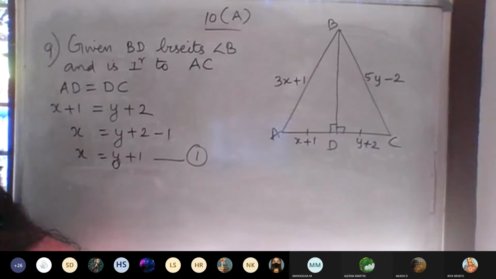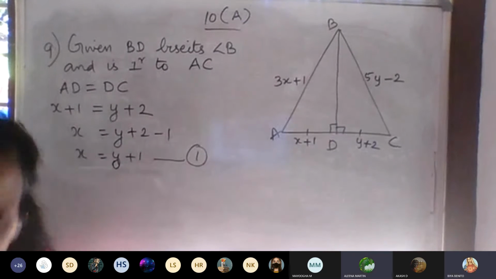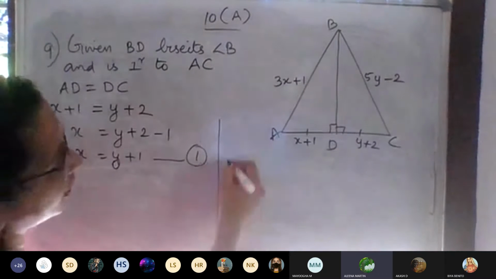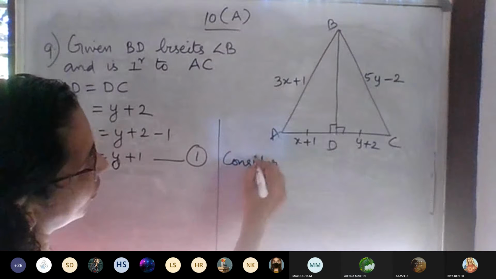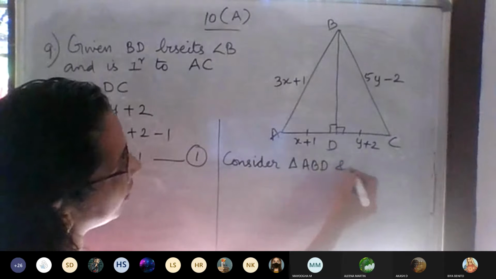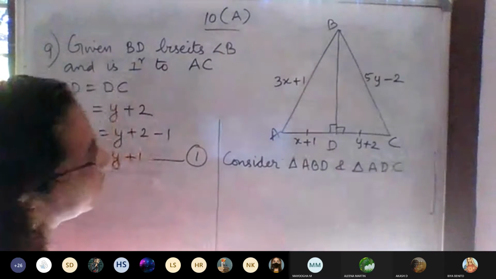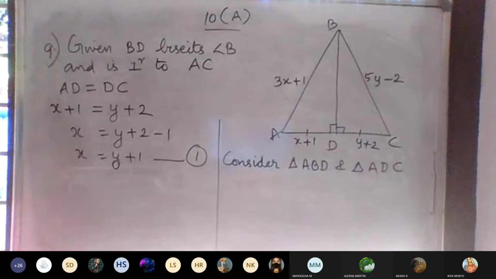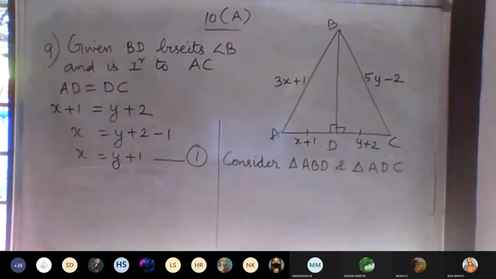Triangle ABD and triangle ADC. Consider, not in the working column, near to this itself you write: consider triangle ABD and triangle ADC. Congruency. Last chapter. Which one is given? 3 points are given there, no? There are the 3 points given. Perpendicular.